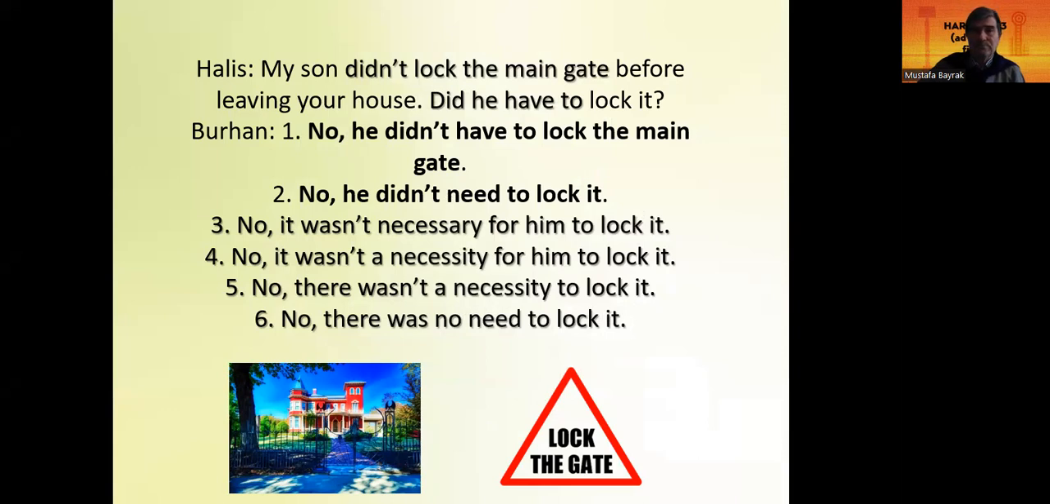There is no problem. Okay, 3. No, it wasn't necessary for him to lock it. 4. No, it wasn't a necessity for him to lock it. No, there wasn't a necessity to lock it. Or, no, there was no need. There was no need to lock it. Okay.